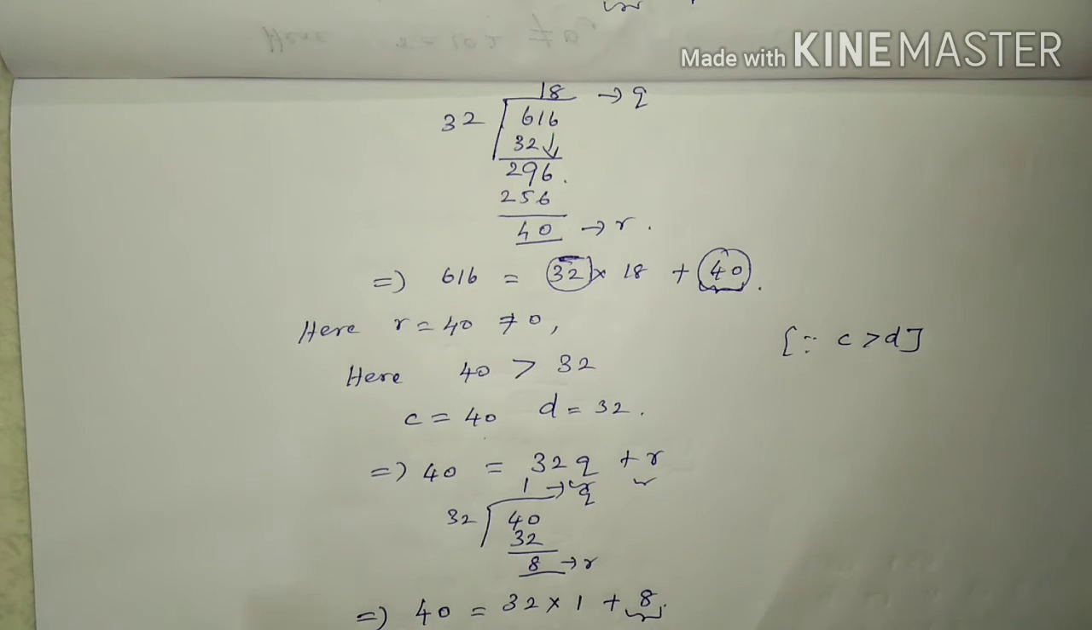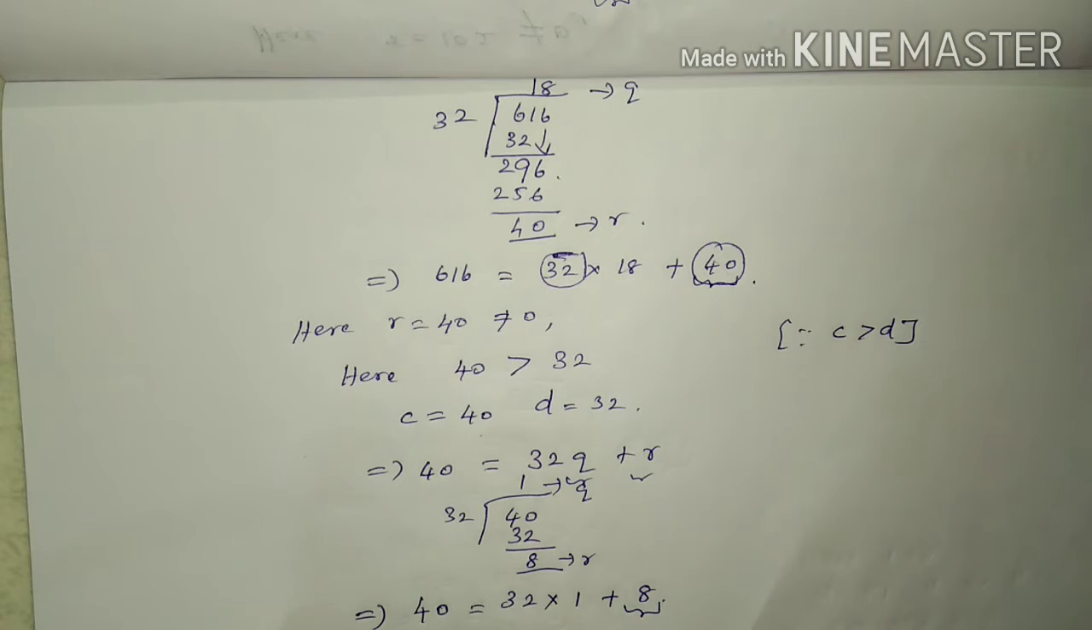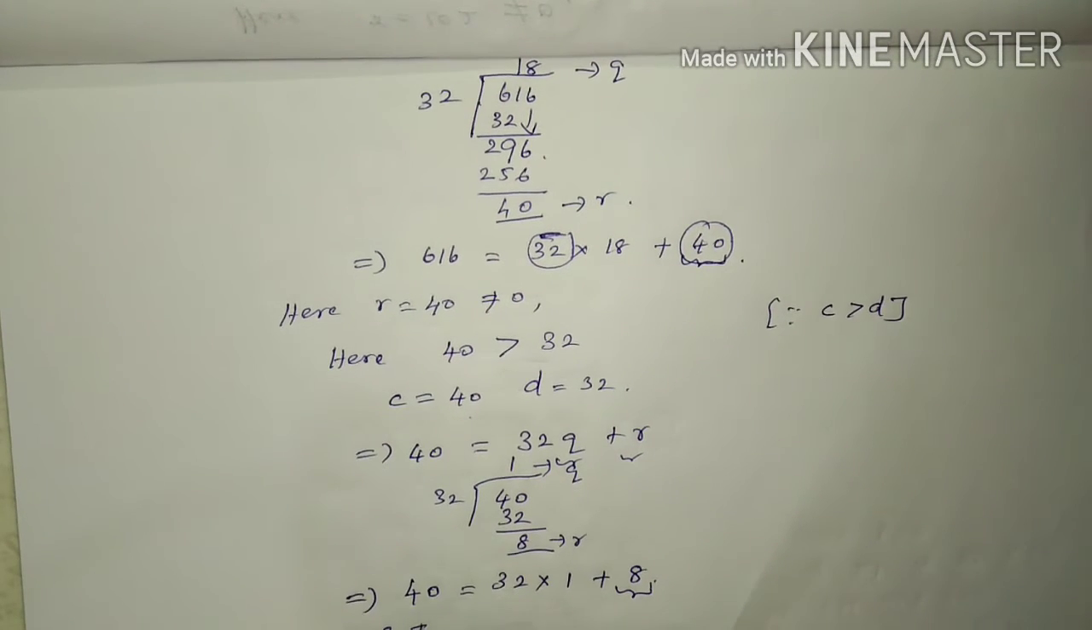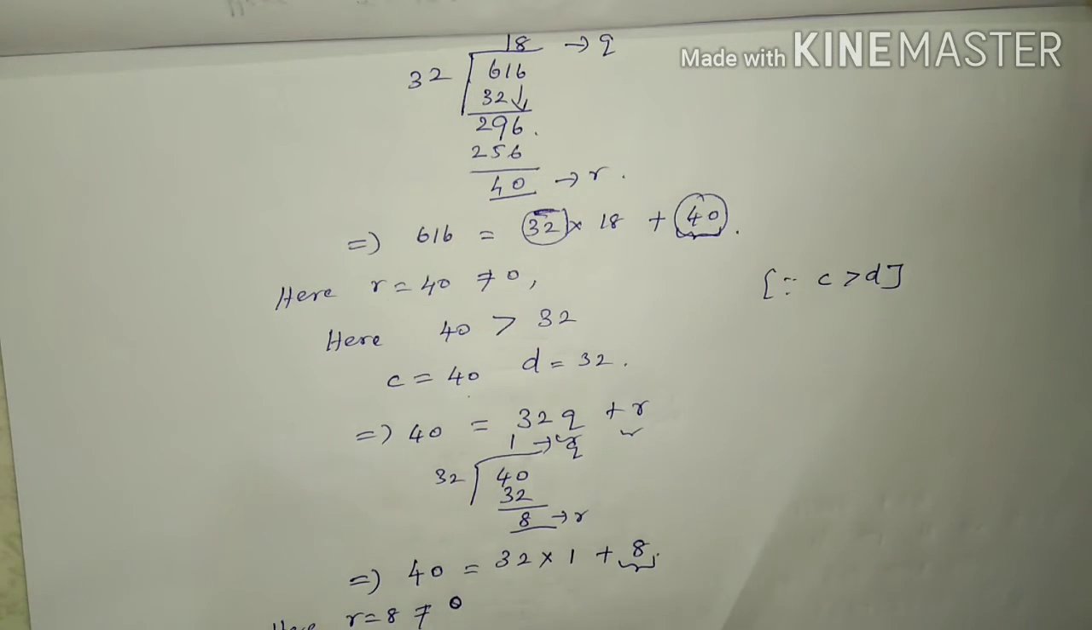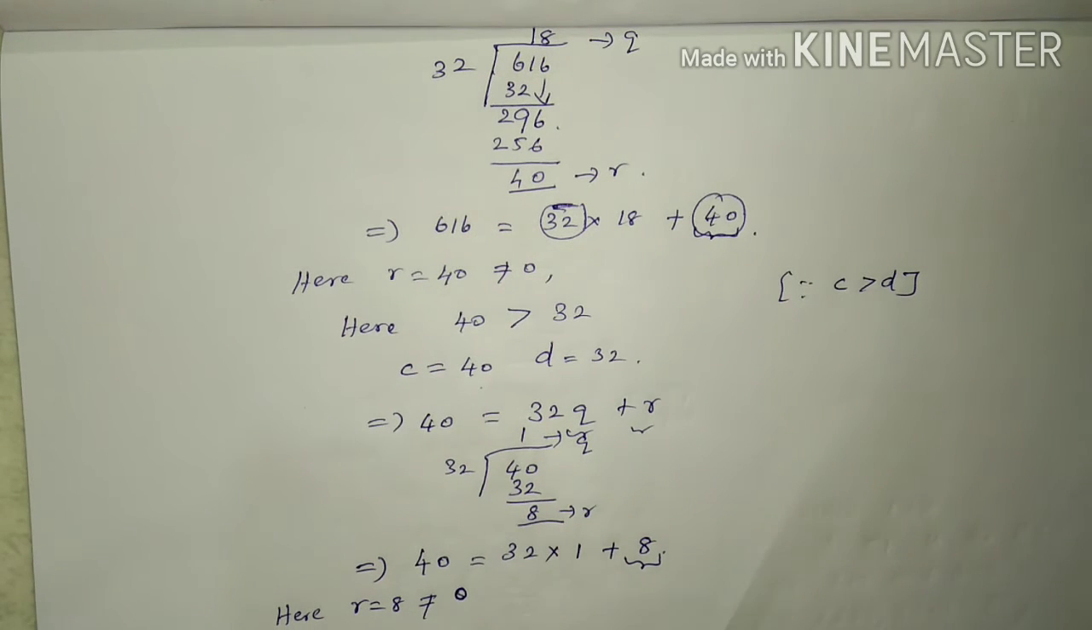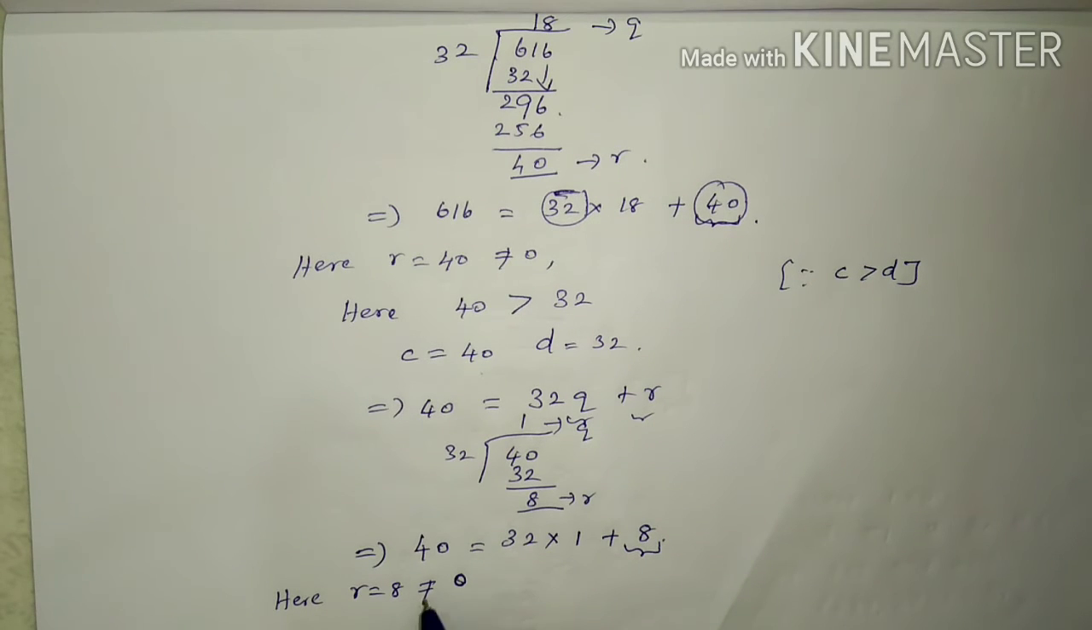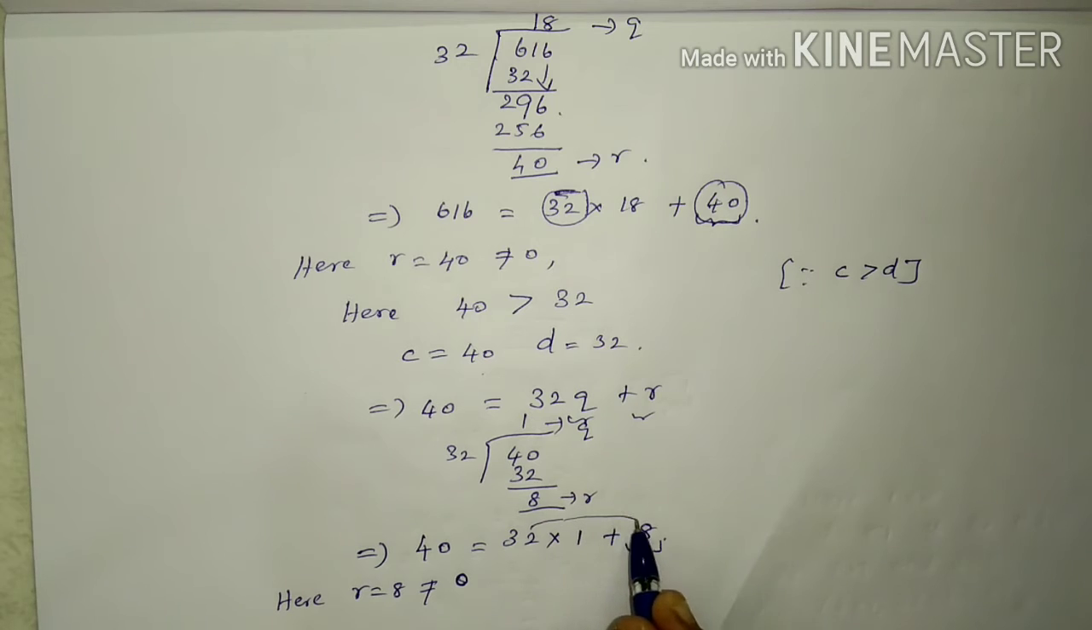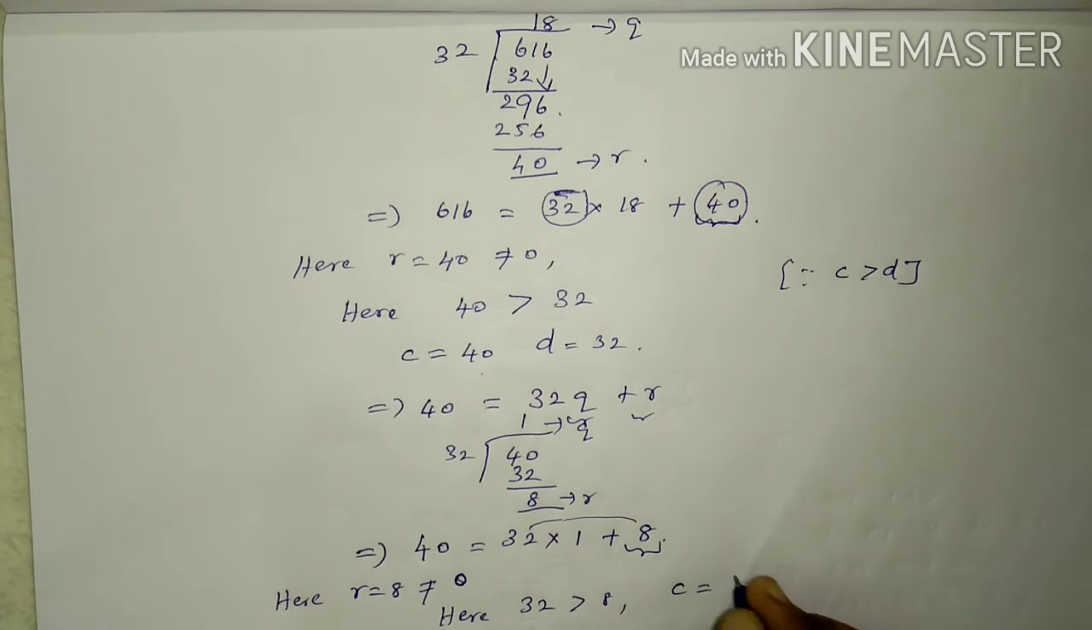Here also our R value is 8, which is not equal to 0. Then again we have to continue the process, that is, we apply Euclid's division algorithm to the two integers 32 and 8. Here 32 is greater than 8, so our C should be 32 and our D is 8.